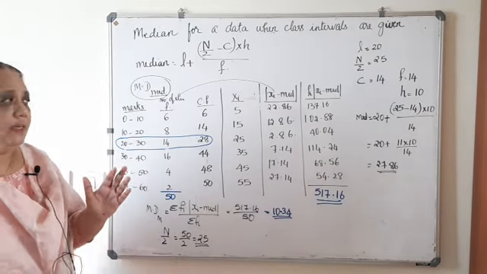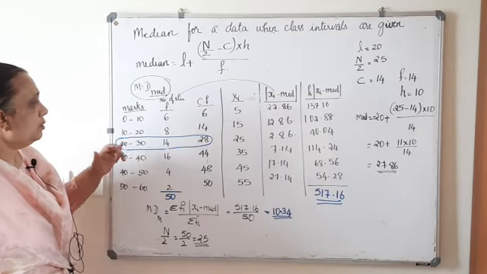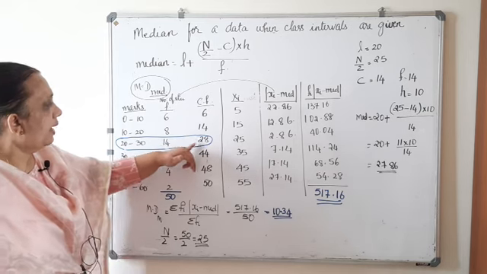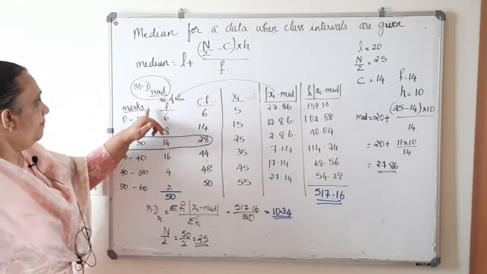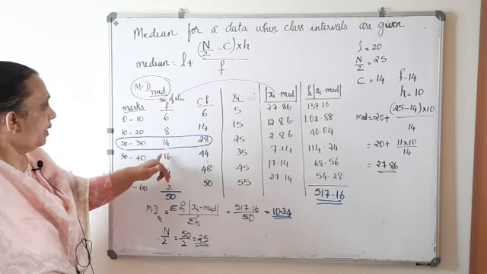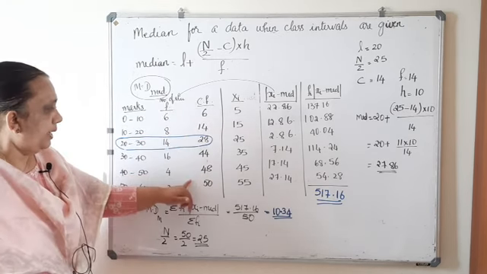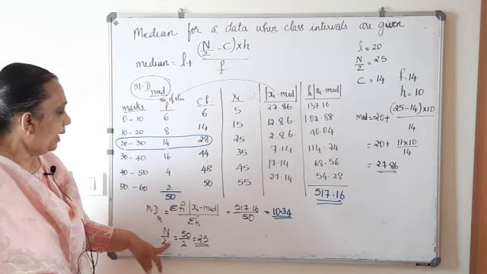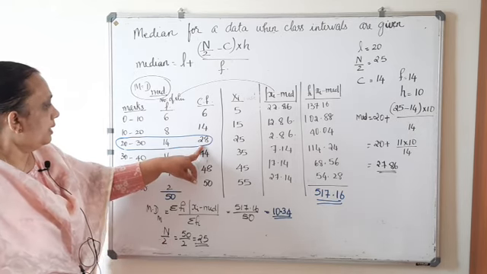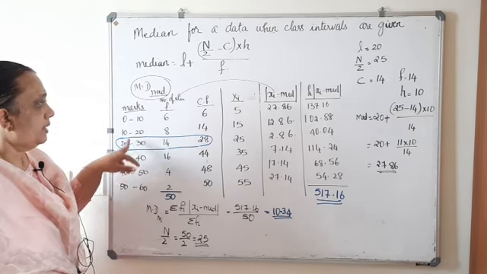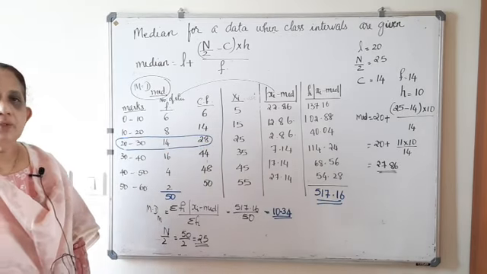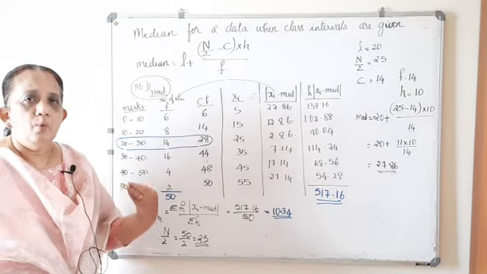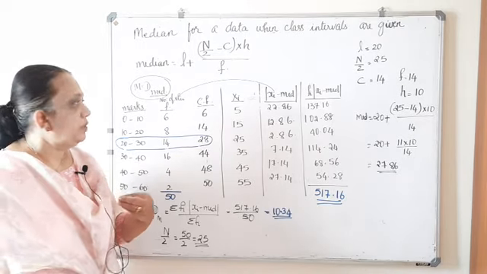How to get the median class? Median class is that class whose cumulative frequency is just greater than or equal to N by 2. So, you find out the number of frequencies given. Find out the cumulative frequencies. Then find out N by 2. Circle it. This will be the median class. Then find out xi values. Xi values are the middle values of each class, that is lower limit plus upper limit divided by 2.